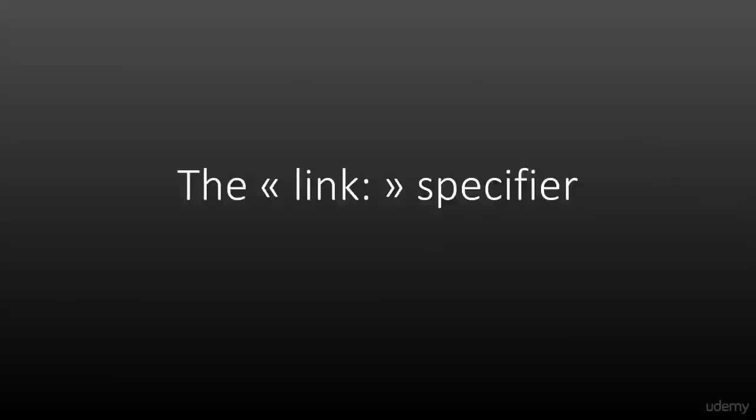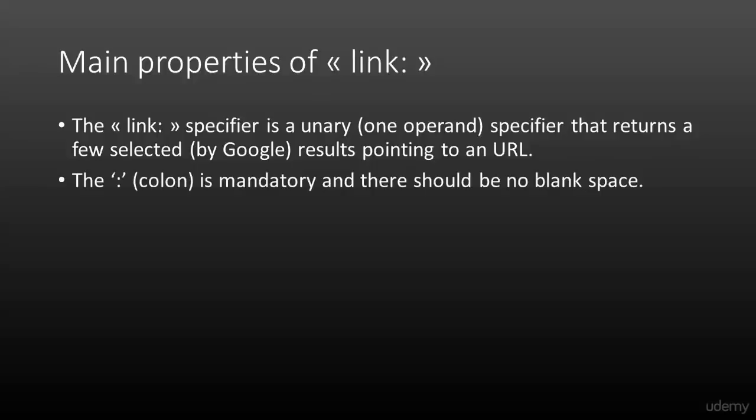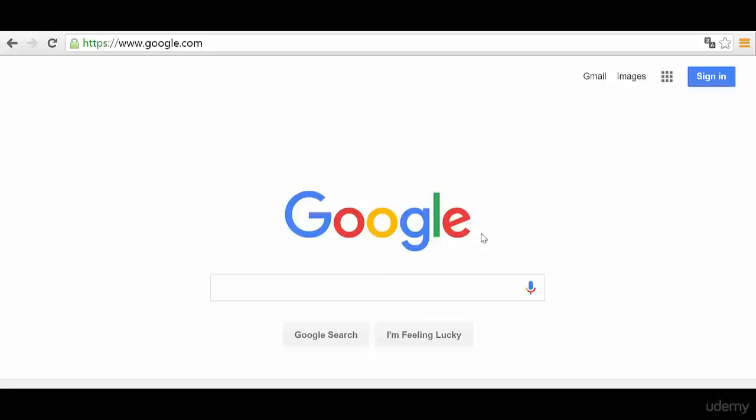Welcome to the section on the link specifier. The link specifier is a unary specifier. It takes one operand and it returns a few selected results that point to this URL. The colon is mandatory and there should be no blank space.